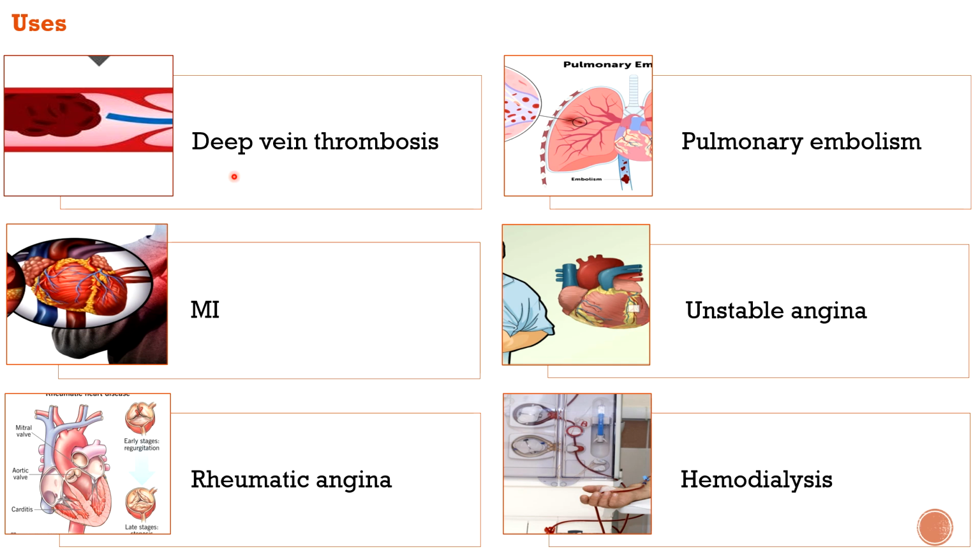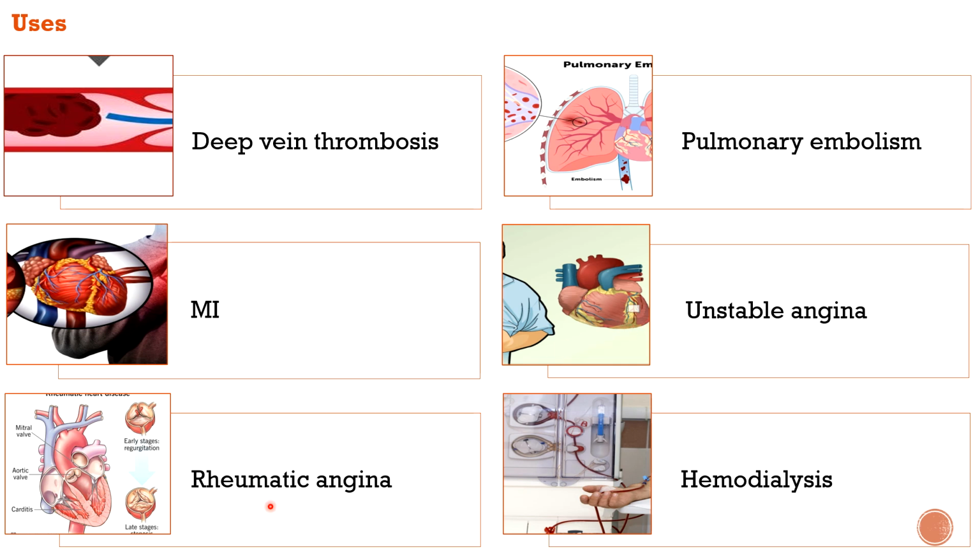Uses: it is used in deep vein thrombosis, pulmonary embolism, myocardial infarction, unstable angina, rheumatic angina, hemodialysis. Deep vein thrombosis means there is formation of clots in veins, larger clots in the veins. So in that condition we use it. Pulmonary embolism is clot formation in the lungs. Myocardial infarction is a heart attack. Unstable angina is sudden chest pain due to blockage.